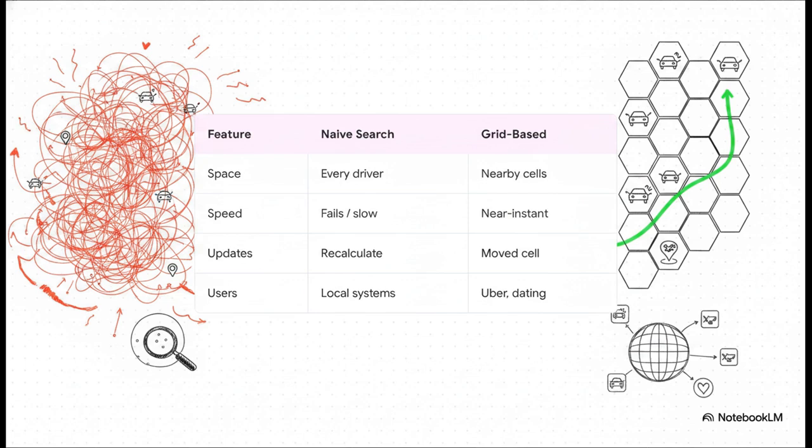The update cost for naive search means recalculating everything every single time a car moves an inch down the road. Grid-based indexing simply means updating the cell ID for the specific driver who just crossed over a hexagon boundary. It is vastly more efficient, which is exactly why naive search is left to tiny local systems, while grid indexing quietly powers the massive global giants of the tech industry.